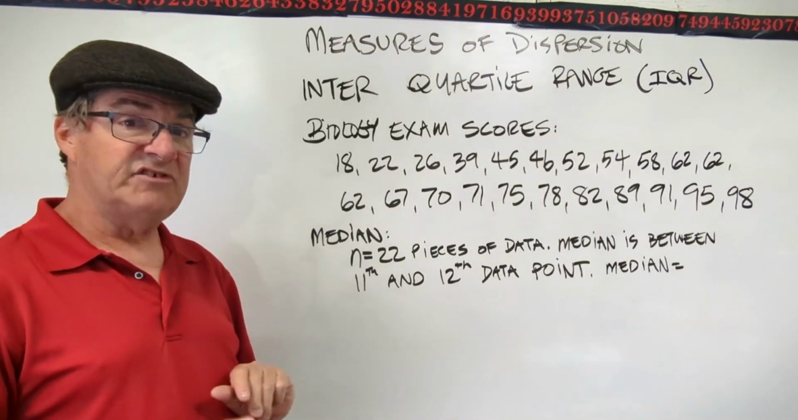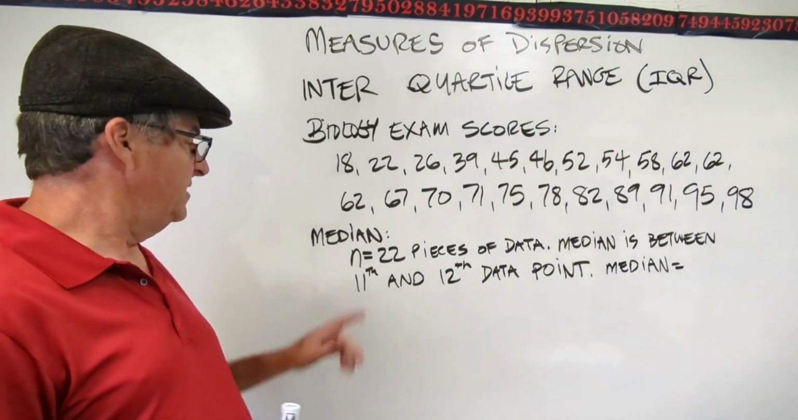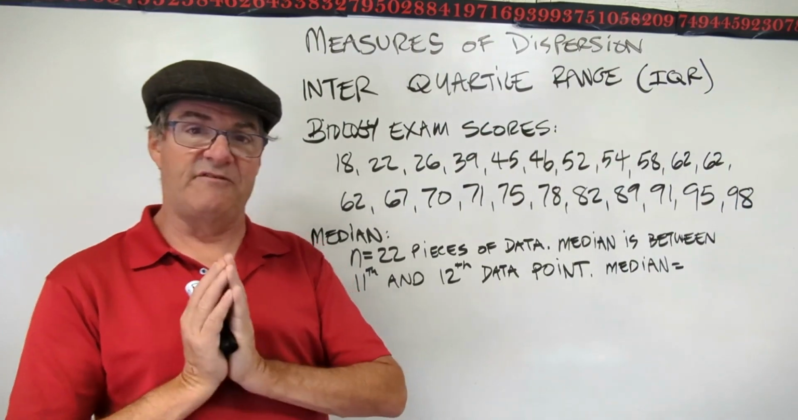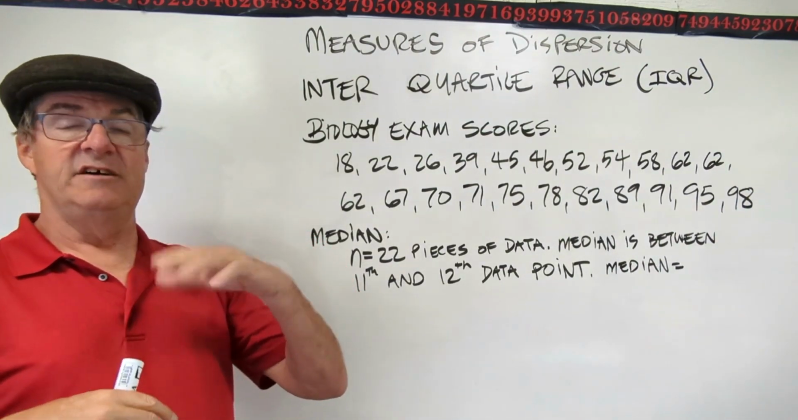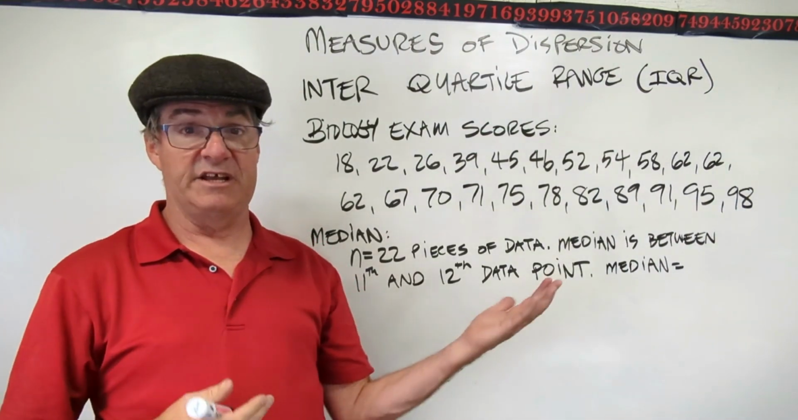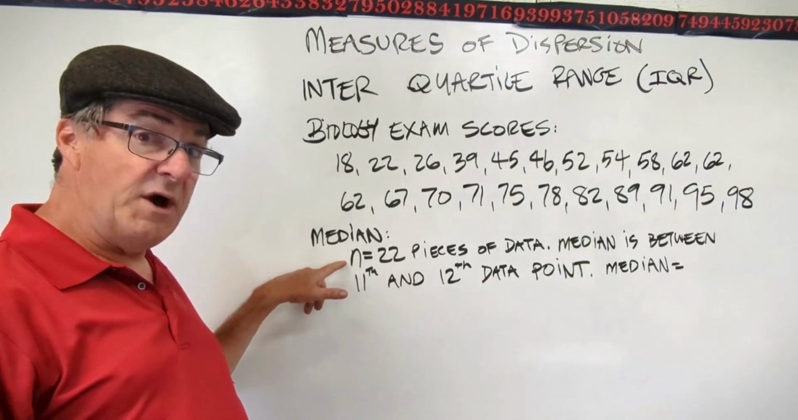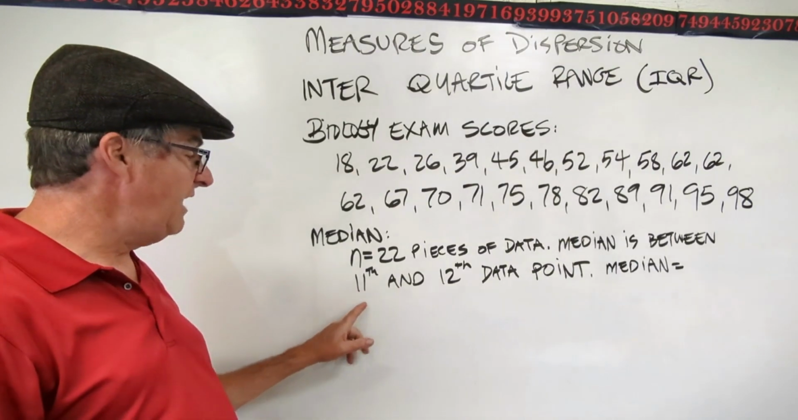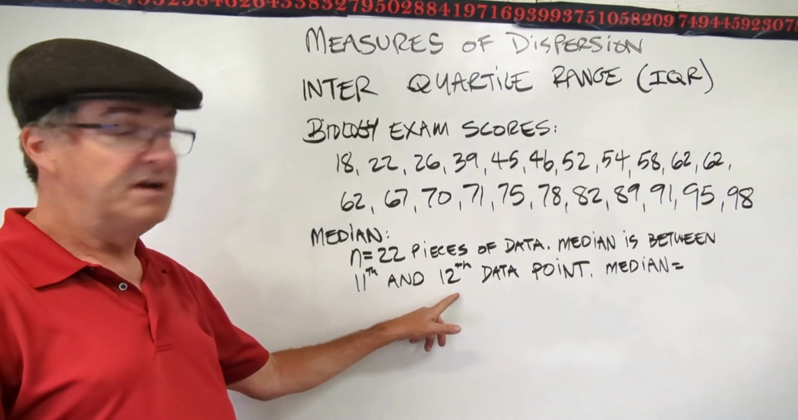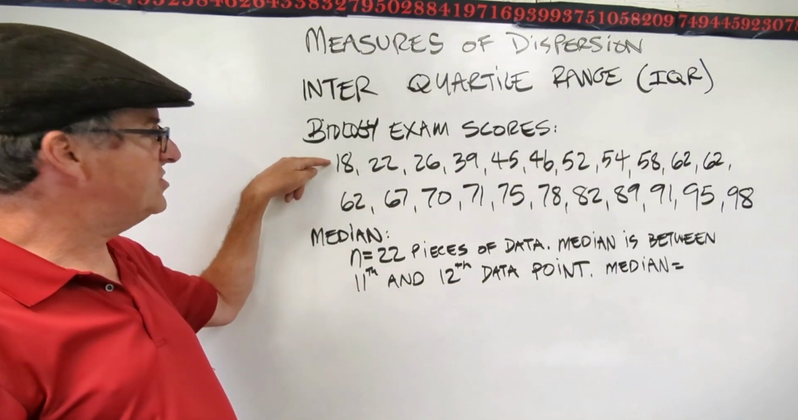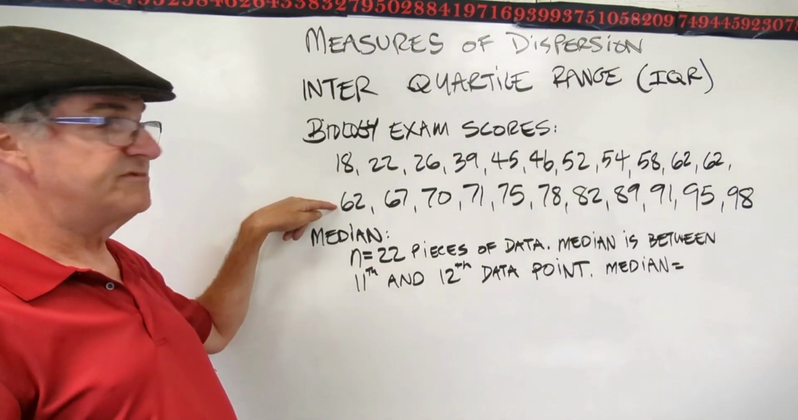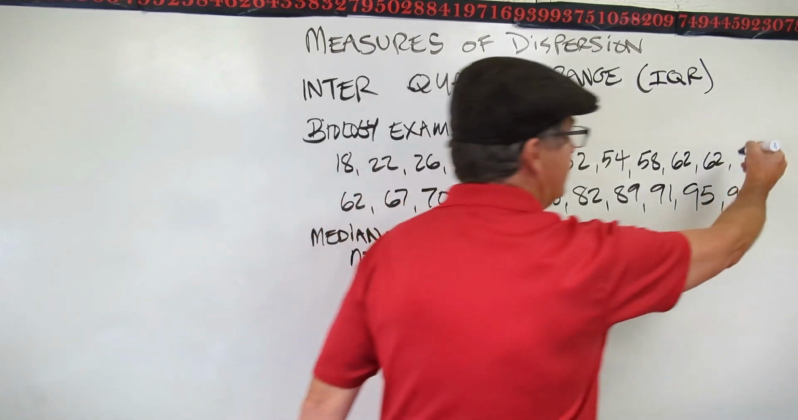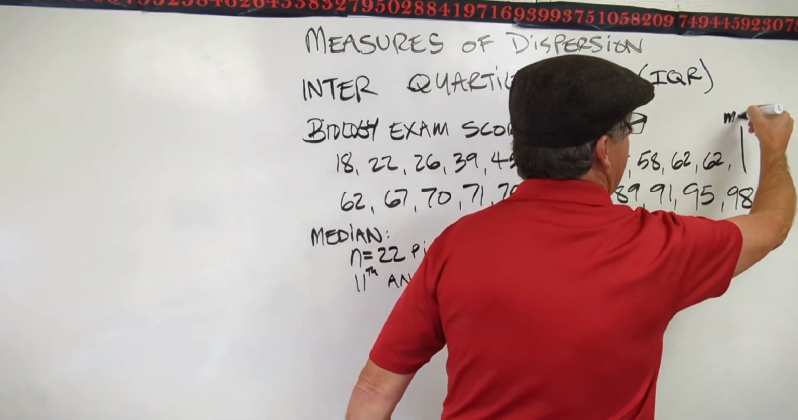Now, to start this, we need to find our median. So remember, our median is the middle value. It's the value for which half the data is above and half the data is below. So if I have 22 pieces of data, the median is going to be between the 11th and the 12th term. And so I've organized this with 11 terms on the top row and 11 terms on the bottom for our total of 22. So our median is right here. That's the median.